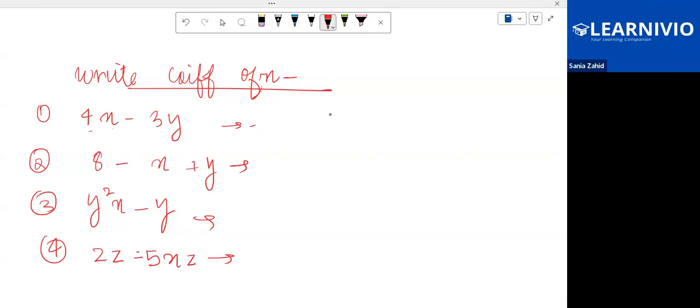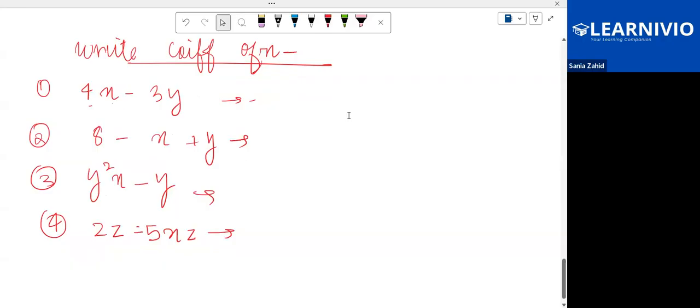Okay, what are the answers? The first one is 4. Okay, next. Next is -1. Next is -1. Okay, correct. Then 1. No. With x, what is attached with x over here? Y. Y square. Yes, y square. So the coefficient is y square.